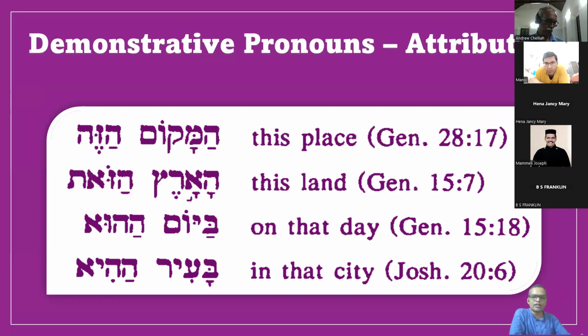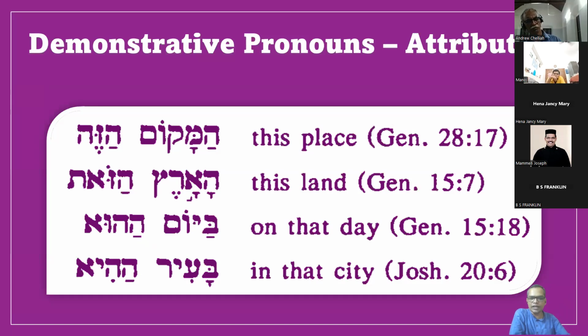All right, and the point that we have to notice here is that because of the attribute usage, makom is masculine, so that's why the demonstrative pronoun ze is used. Eretz is feminine, and that's why zot is used. Yom, again masculine, hu. Ir, city, feminine. That's why hi is used.